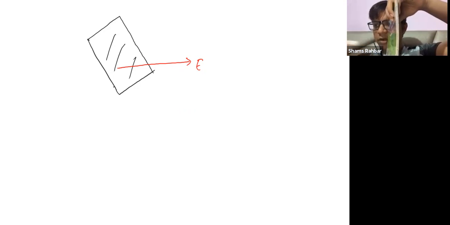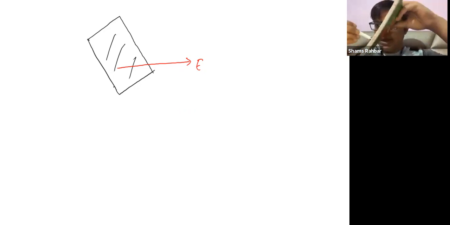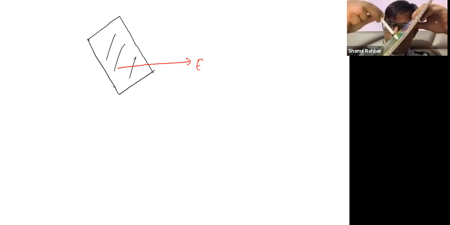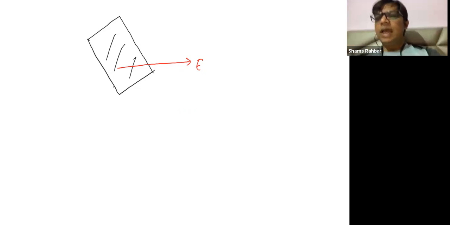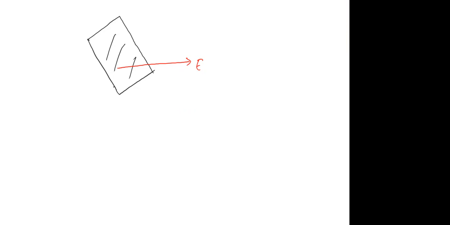Normal would be like this. But if the surface is like this, then the normal will come something like this. This will be the direction of normal, and it will not be in the horizontal direction. It will be at some angle with the electric field, right? So this will be the direction of normal, or you can say this will be the direction of area vector, and the angle between these two is theta.